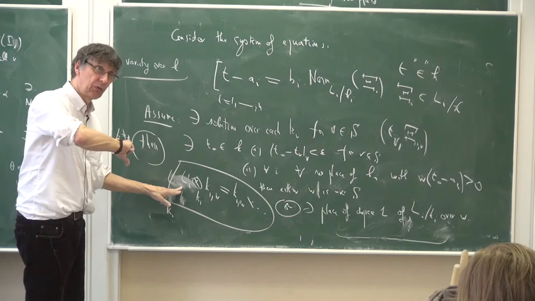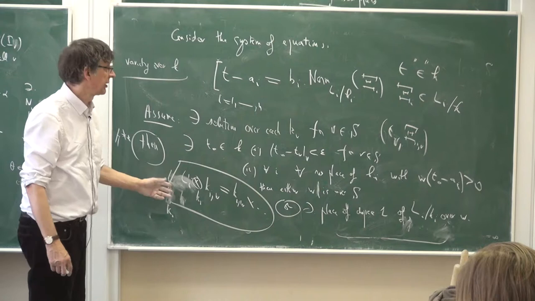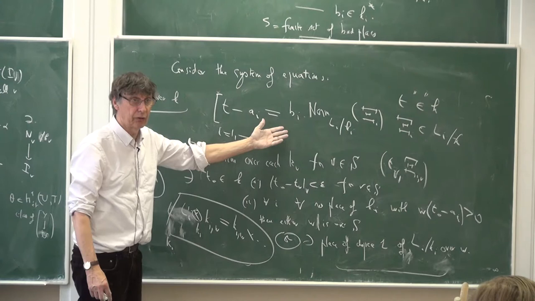What we want is that in a place like this, we have a trivial solution for a trivial reason, because locally you'll have one linear factor. So it will be easy to find a solution.